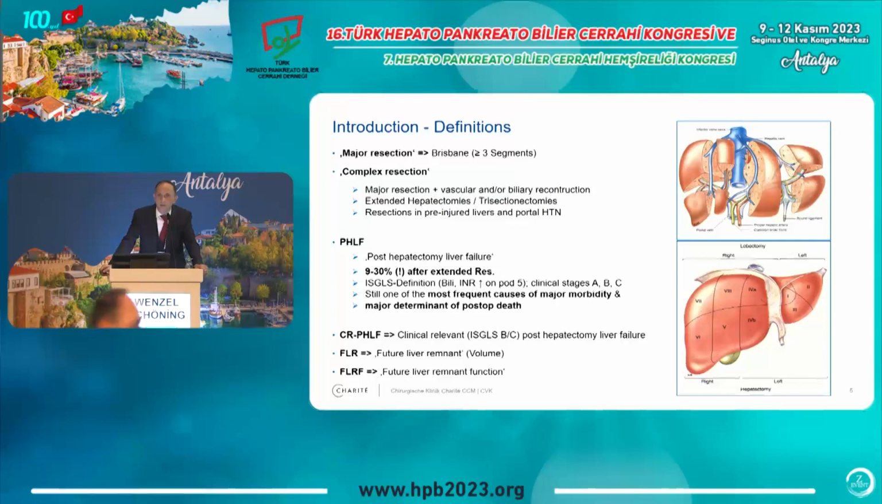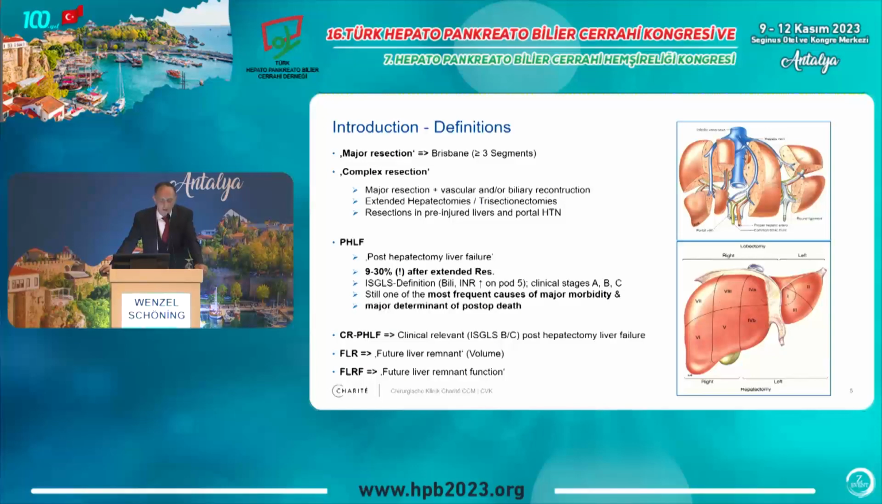First of all, we have to talk about some definitions. So what is a major resection? Major resection by the Brisbane classification is 3 or more segments of the liver. But what is a complex resection? A complex resection is a major resection with additional vascular and/or biliary reconstruction, so extended hepatectomies, trisectionectomies; these are complex resections, and also resections in pre-injured livers or livers with moderate portal hypertension are complex resections.